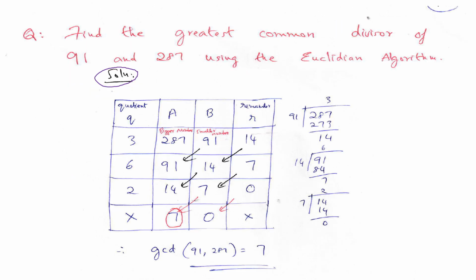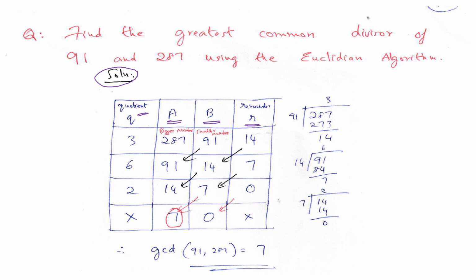So this is another method of finding GCD of two numbers, that is using the Euclidean algorithm. Here you see the question: find the GCD of 91 and 287 using the Euclidean algorithm. So you have to follow this method only if it is specifically asked for the Euclidean algorithm. Now you make a table. In the first column you see the quotient. Here it is number A, this is B. Two numbers are given. Here it is the remainder.